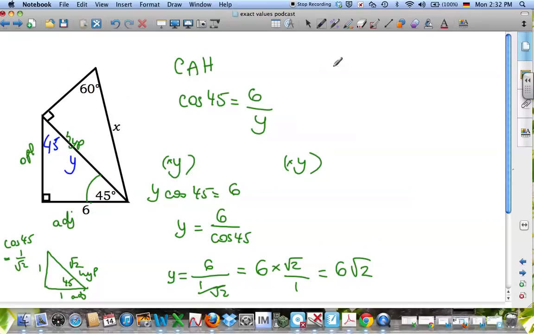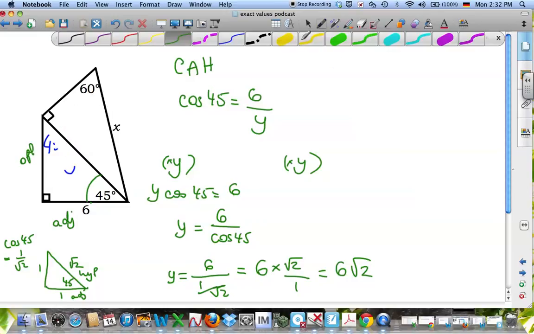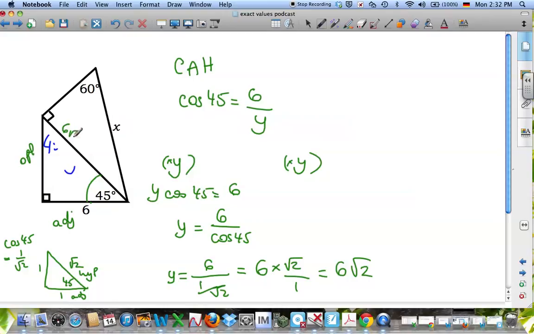That's important to remember. So I'm going to go back here and just rub out this little bit to make it clearer, and write in what we got, which was 6 root 2. Anytime in a question where you see the words exact value, it means that you're going to have to use your triangles.